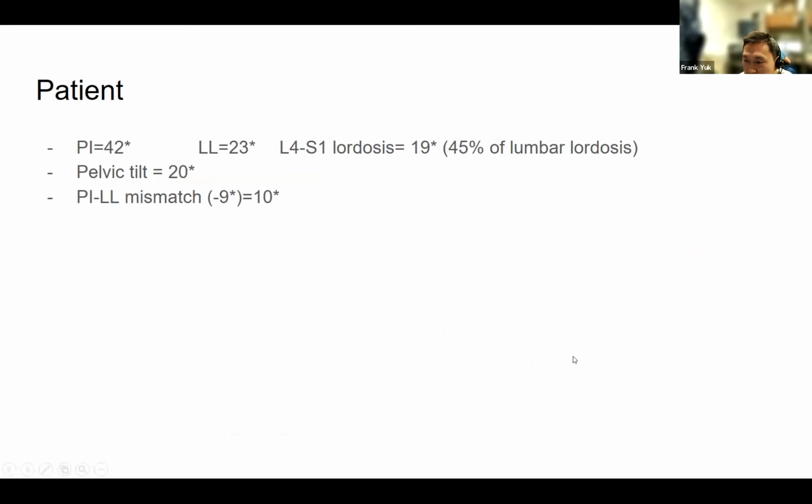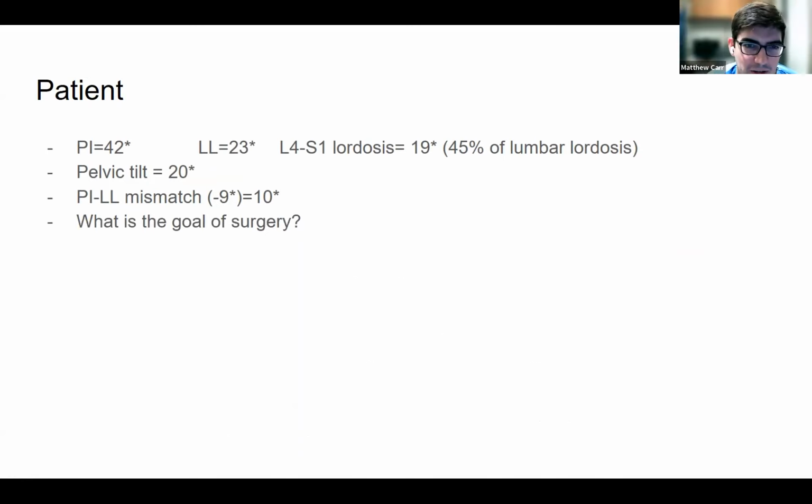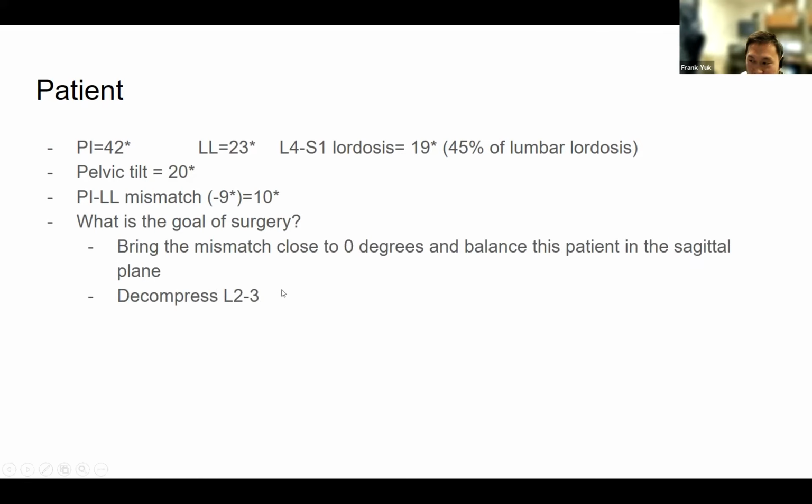And so what is our goal of surgery then? Let's see, Matt. From a deformity correction perspective, what would you have to correct? Yeah, 10 degrees, right? So bring the mismatch down to 0 degrees. And what else? You want to also decompress L2-3 since you're there, and he has severe stenosis at L2-3. And so where should this correction occur? We just talked about it.